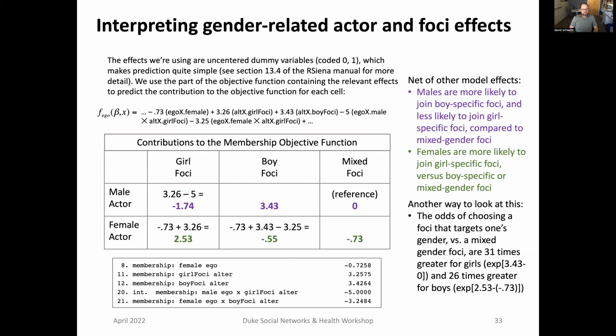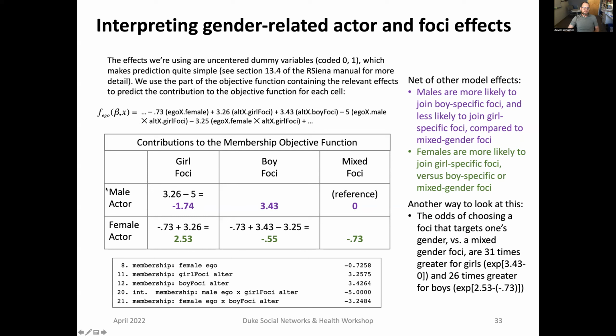Based on actor gender and the alter specificity. Okay, what we've really done is, this is our objective function, and we've pulled out those effects that are directly relevant to either ego's gender or alter specificity or their interaction. Okay, all other effects we can hold constant while we're manipulating these.